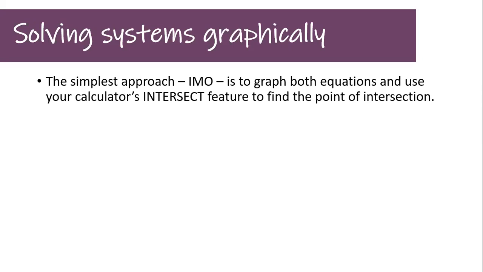Let's start with a graphical approach. So the simplest approach, at least in my opinion, is to use our calculator's intersect feature. We've done this in a previous section, but now we're going to be applying it to systems of equations. What you'll do is you'll set one of your equations to y1 and one of your equations to y2 in your calculator. You'll graph it. You'll use the window that will show where those two lines intersect. And when you use the intersect feature, it'll tell you the exact coordinates of where they meet. That will be your x and your y solutions.